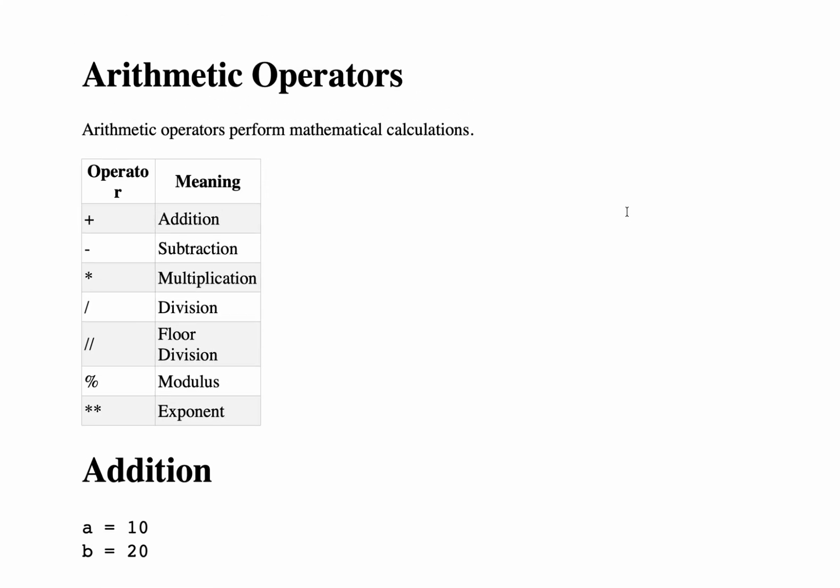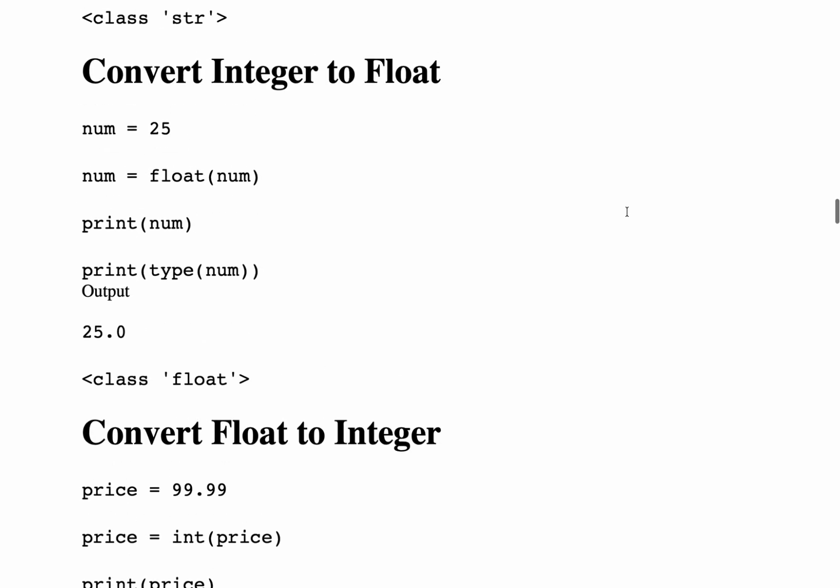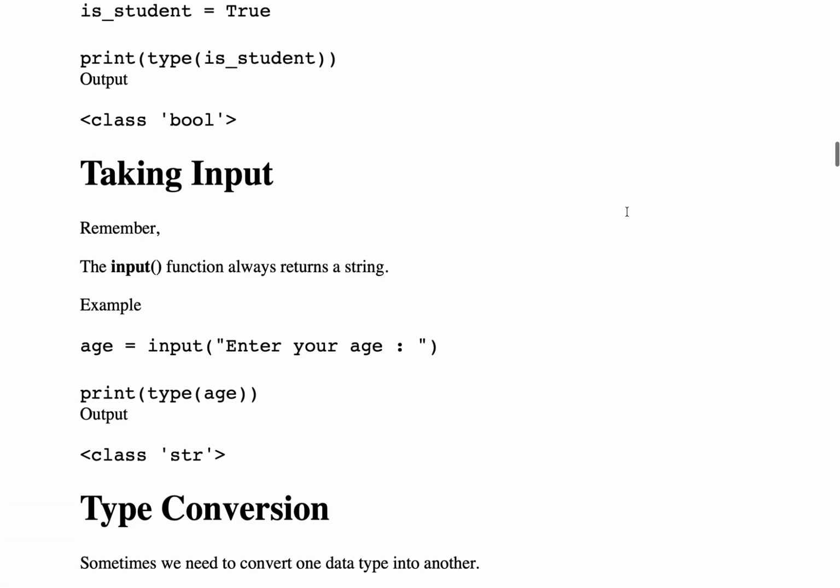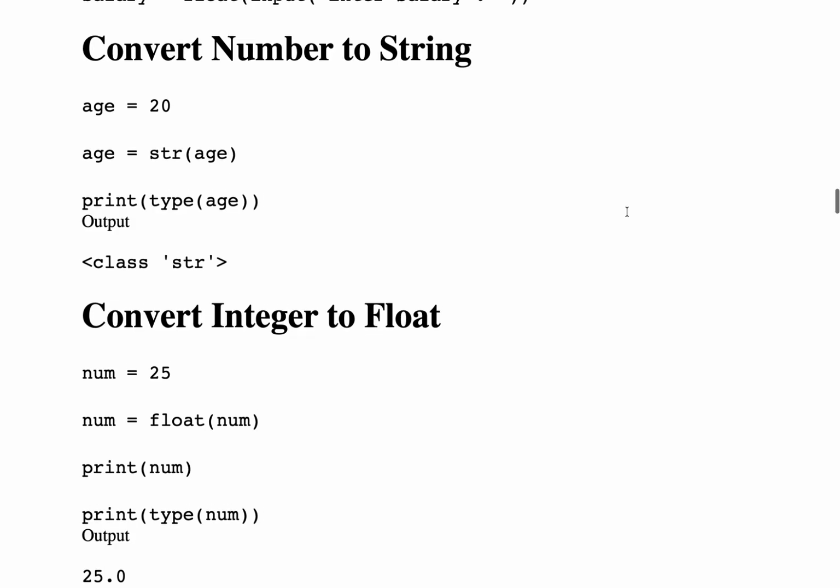Practical example. Let's create a simple program. age = int(input("Enter your age")), print("After 10 years your age will be", age + 10). This program takes the user's age, converts it into an integer and displays their age after 10 years.